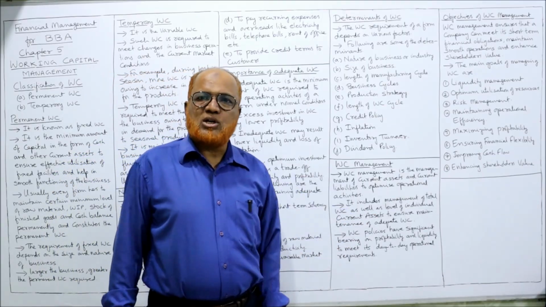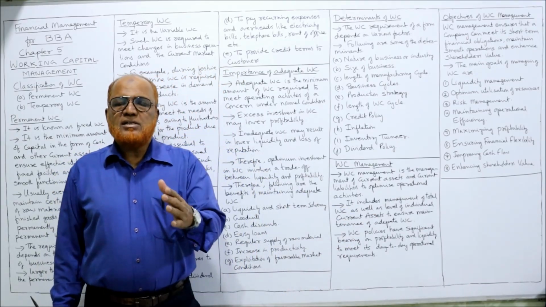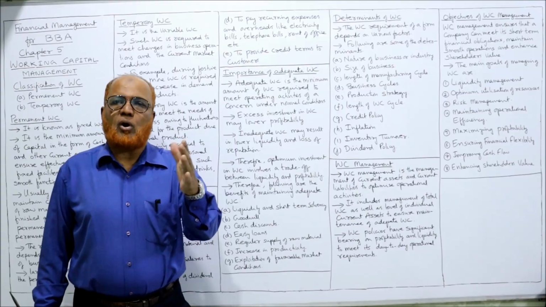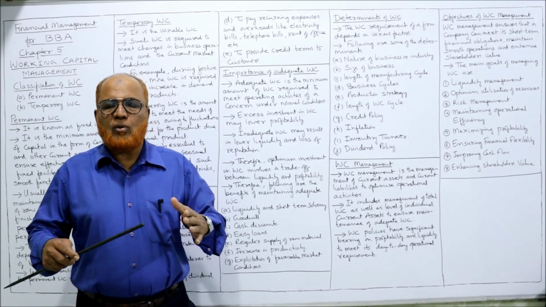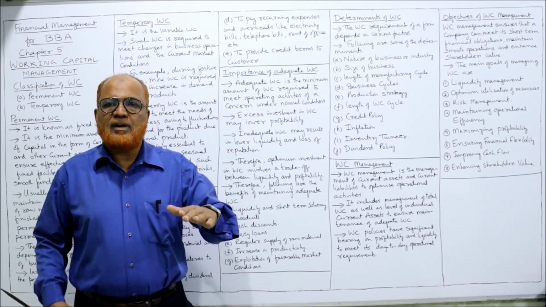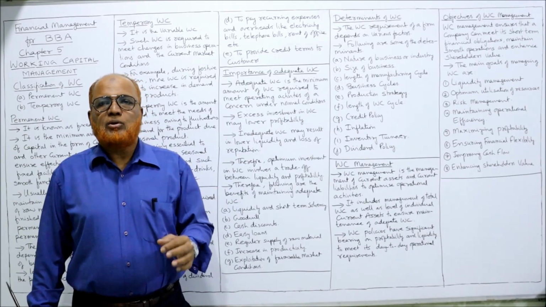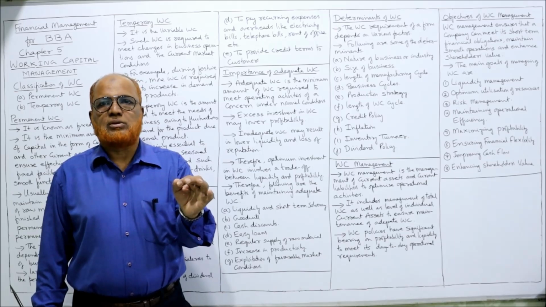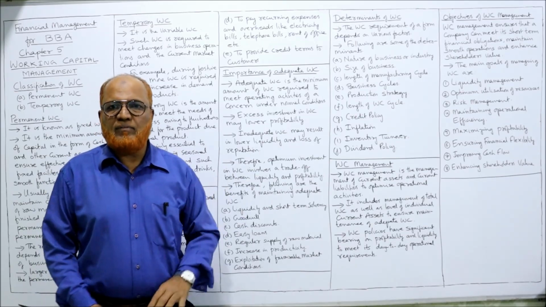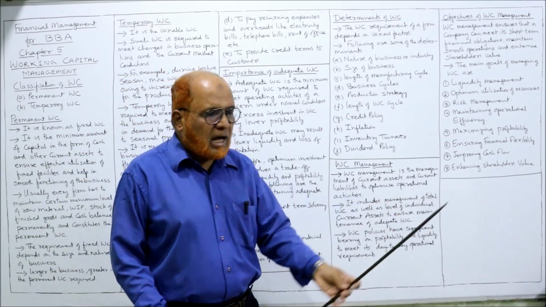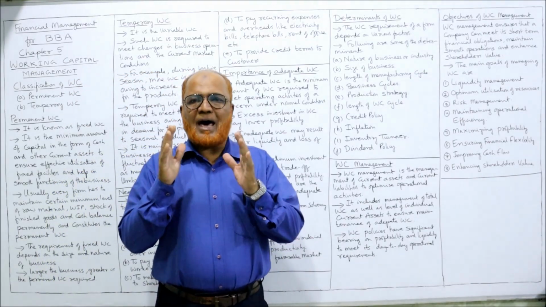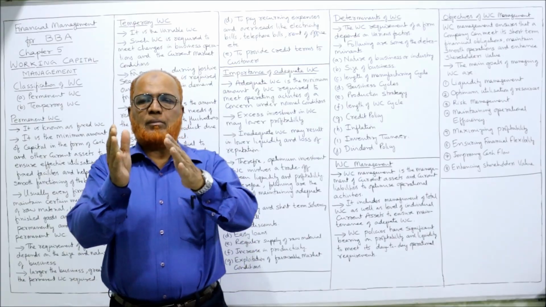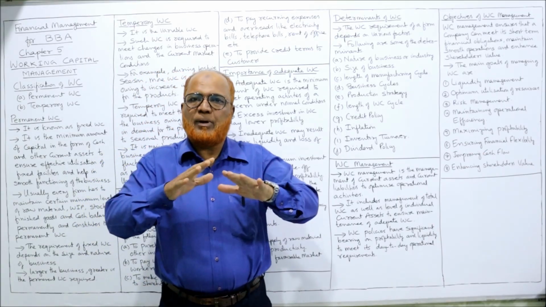Next, improving cash flow. Cash is the lubricating element for the operations of the business. If we do not have cash inflows, what will happen? It will be difficult to pay the liabilities. The effective cash flows we can maintain by having working capital management. Lastly, enhancing shareholders' value. When the business is managing working capital, the profitability and liquidity position will be good.